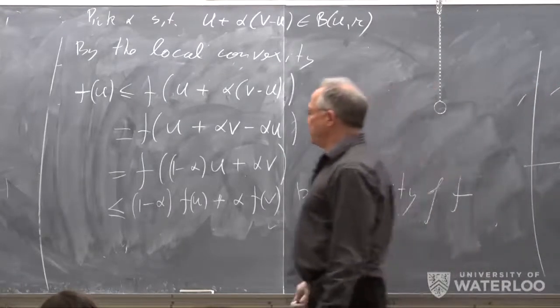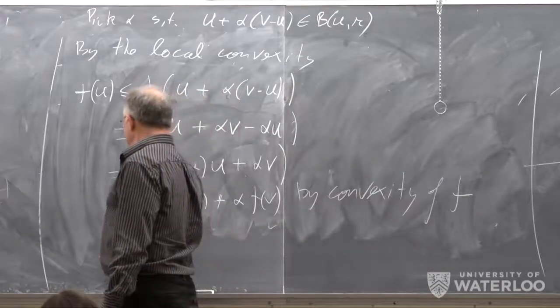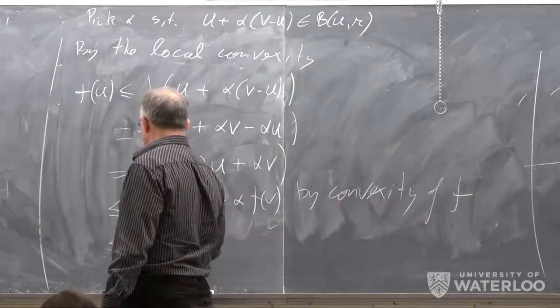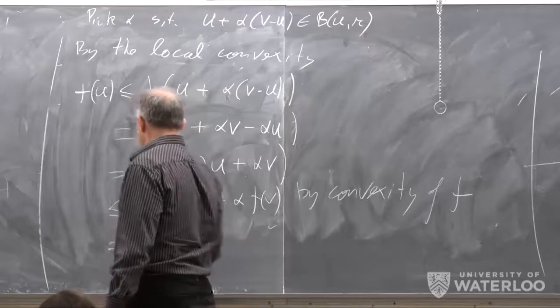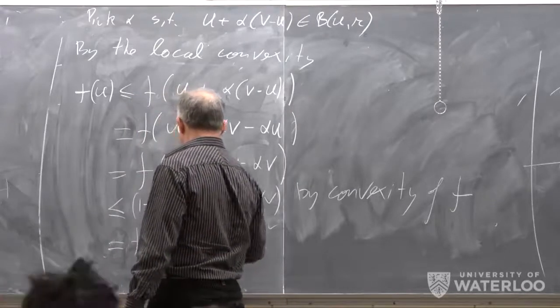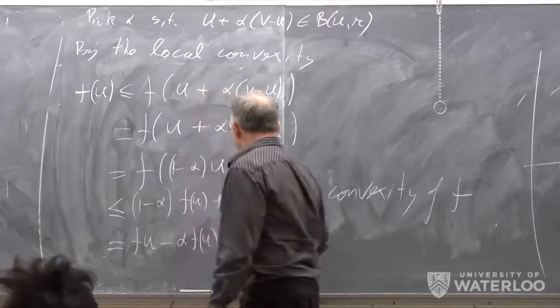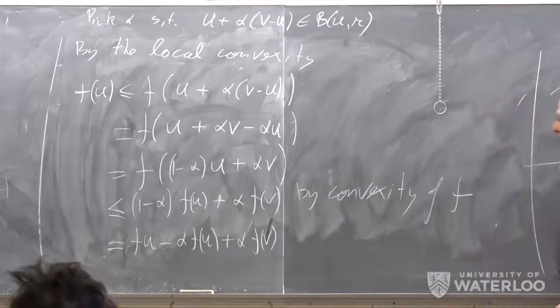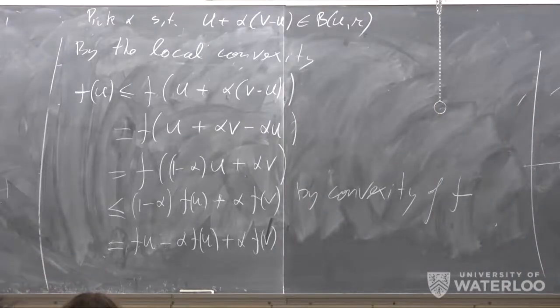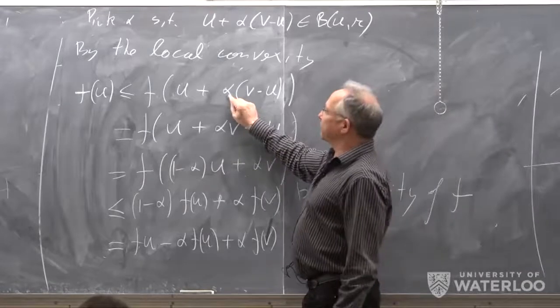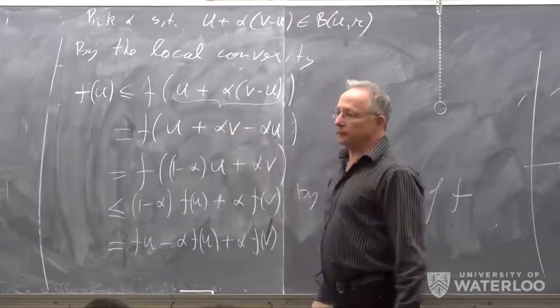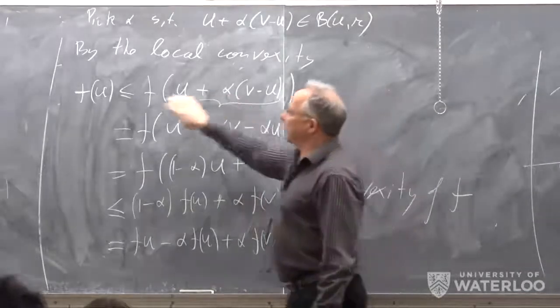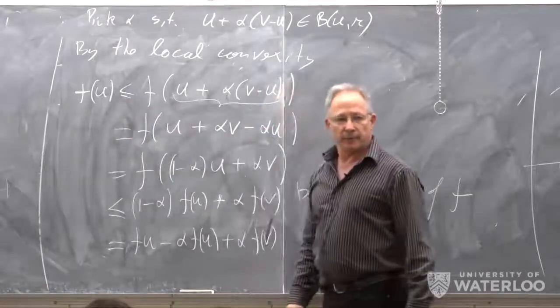OK, so now I can open the parentheses. What do I get here? I get f of u. This is equal to f of u minus alpha f of u plus alpha f of v. Again, I picked alpha small enough such that this point is in the ball. If this point is in the ball, then its f is above f of u.